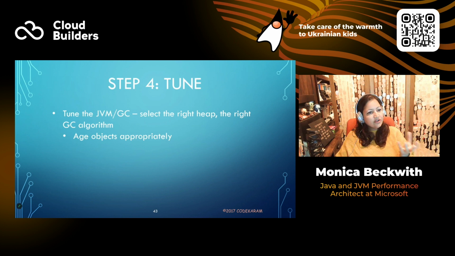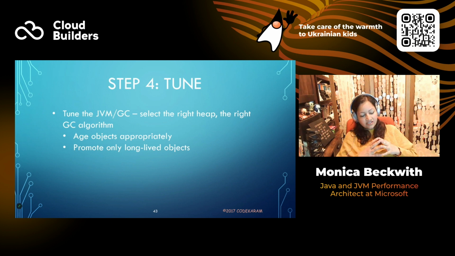One of the things that you should know about OpenJDK also is that most of the garbage collectors, in fact, very soon all of the garbage collectors, are going to be generational. The whole concept of generational is that most objects die young, so you age them in the young generation and promote only those that live long. If you apply those principles, aging appropriately and promoting only the long lived, then that is already setting you up for success.